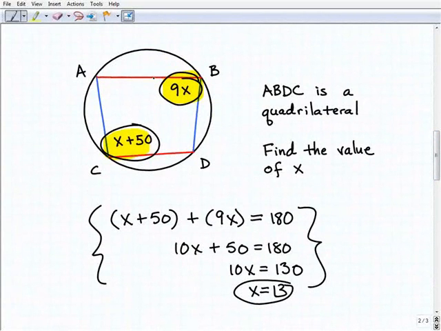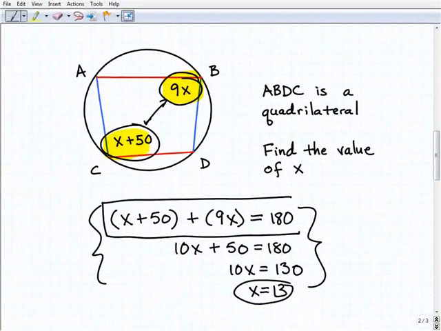Okay, here we have an inscribed quadrilateral, and we had a theorem that said the opposite angles are supplementary. And of course, we have to take that theorem and translate it into an equation.